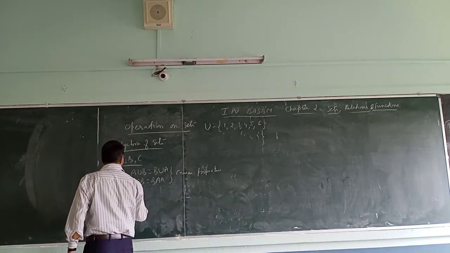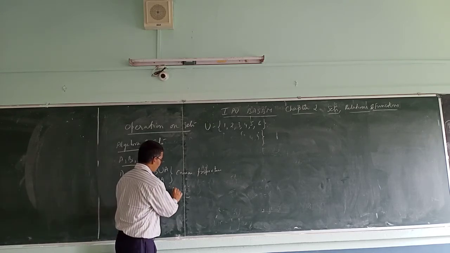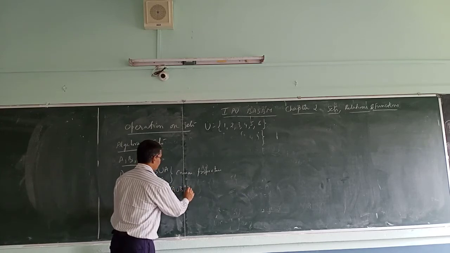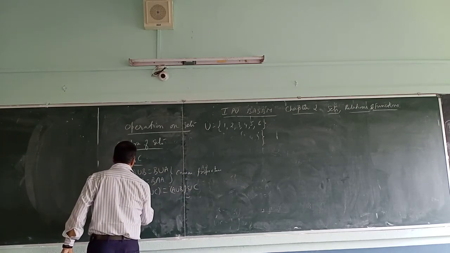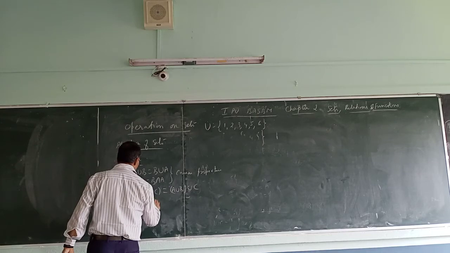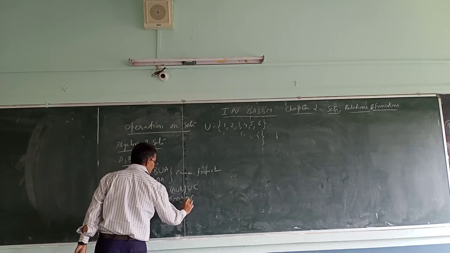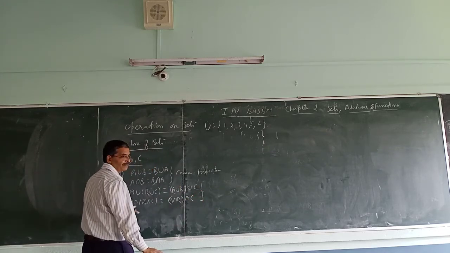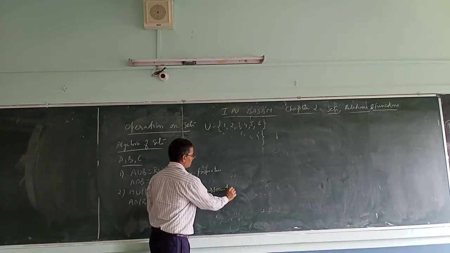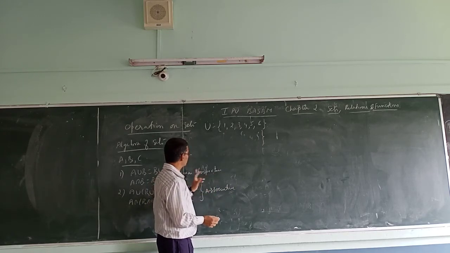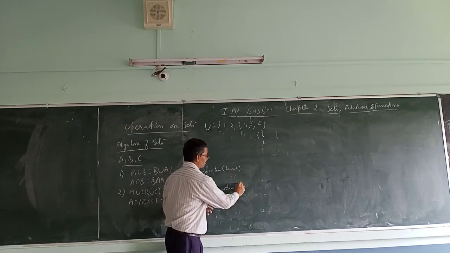Associative laws. (A union B) union C equals A union (B union C). In the same way, you can have it for intersection also: (A intersection B) intersection C equals A intersection (B intersection C). These are called associative laws or properties. The earlier one is the commutative law or commutative property, and this is the associative law.